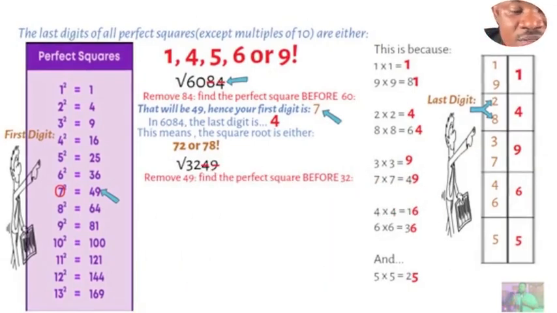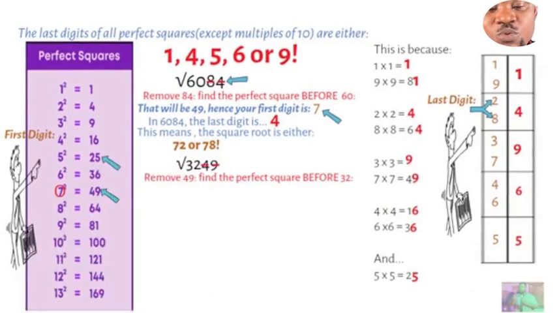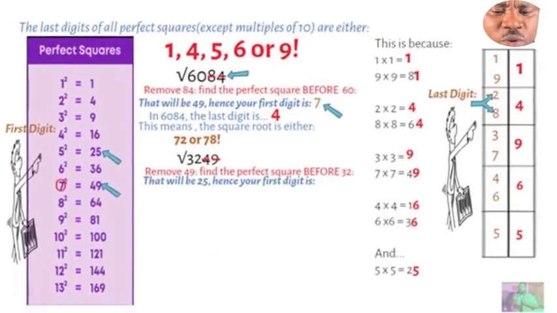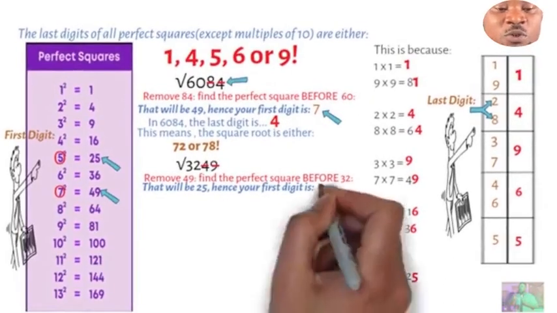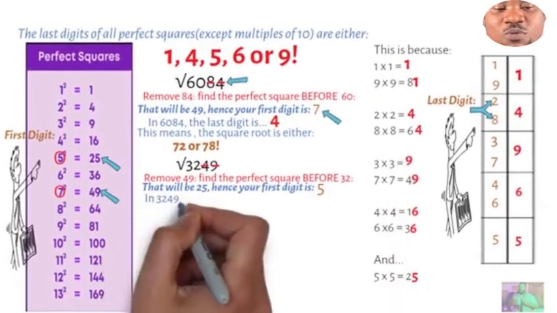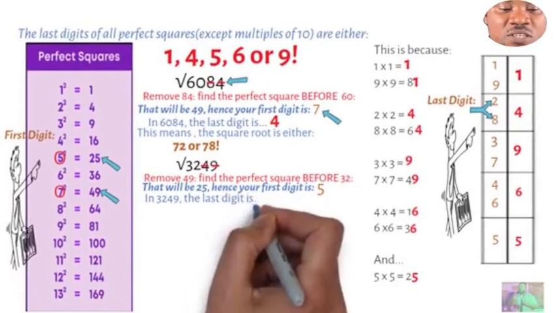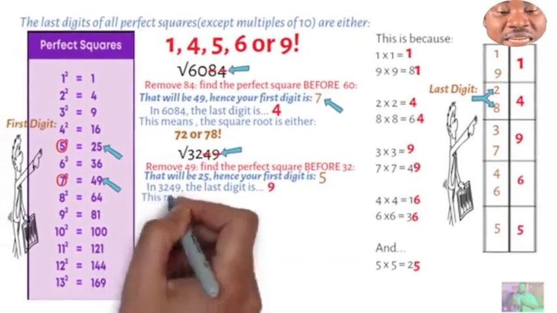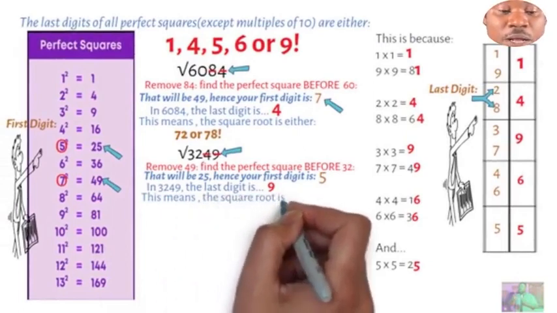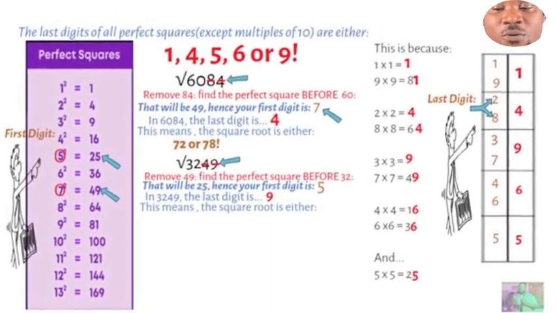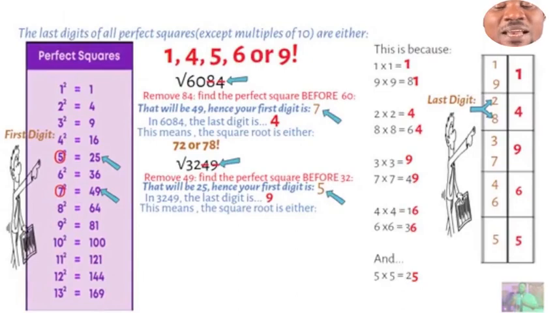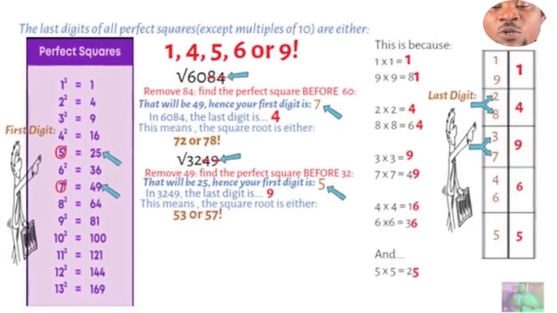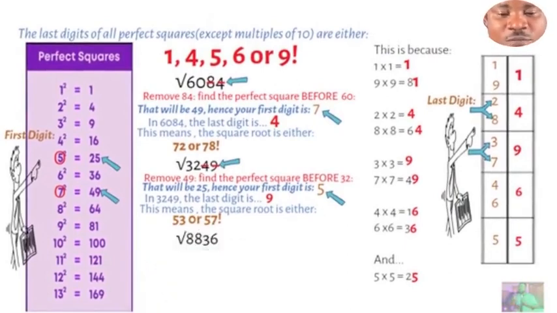The next number I have is 3249. I take out 49, and I'll be left with 32. The closest perfect square to 32 is 25, so I take the square root of 25, which is 5. That's going to be my first digit. And since 9 is the last digit of the number, I go to the other table, and the last digit of the square root is either 3 or 7, which must give me 9. So I'll be having 53 or 57.